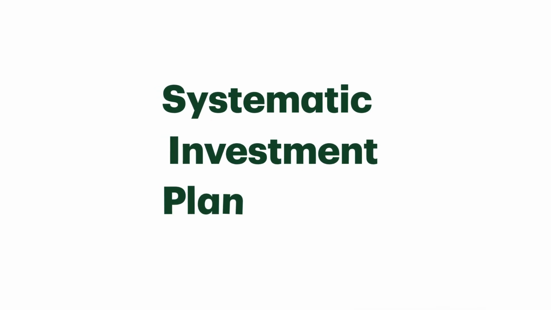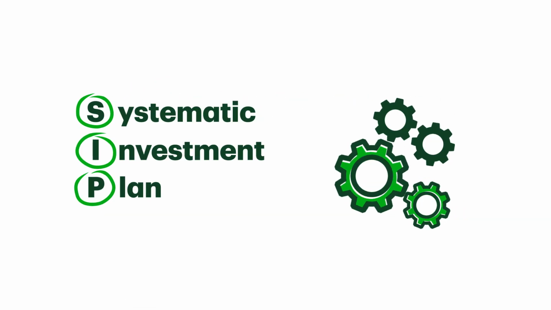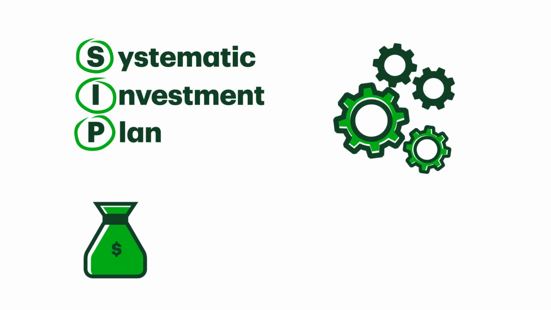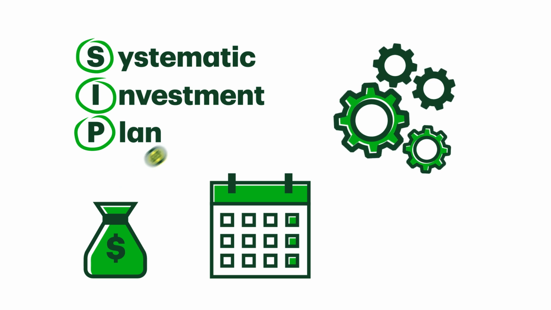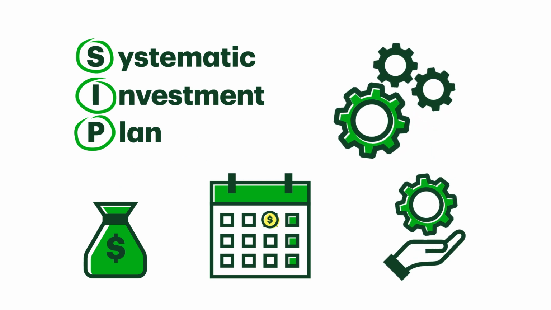Another way you can buy additional units of a mutual fund on an ongoing basis is by taking advantage of a systematic investment plan, or SIPP. A SIPP lets you automate these purchases. You can customize the SIPP to match your needs by deciding on the front end how much you want to invest and how often. Because a SIPP can result in many purchases, it's important to know what the transaction fees are.